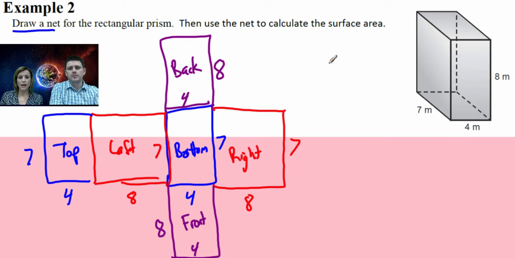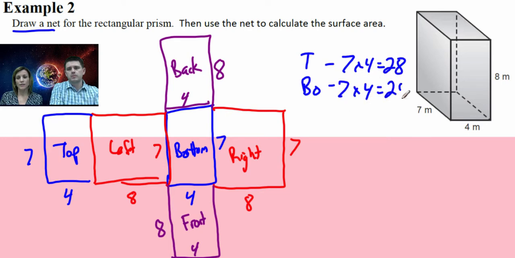We're going to start with the top and the bottom. So the top and the bottom are going to be a 7 by 4, or 28. And then he's going to switch to red and do the left and the right, which are 7 by 8, or 56.